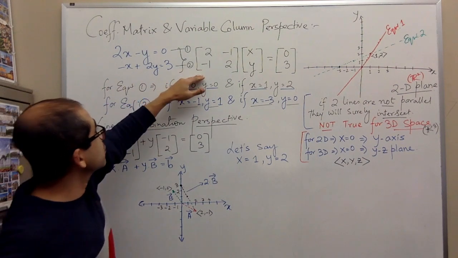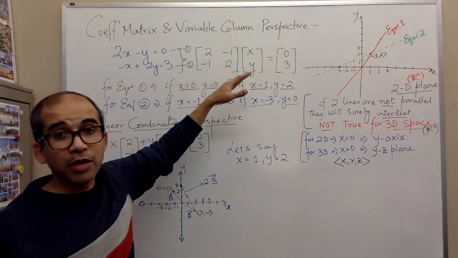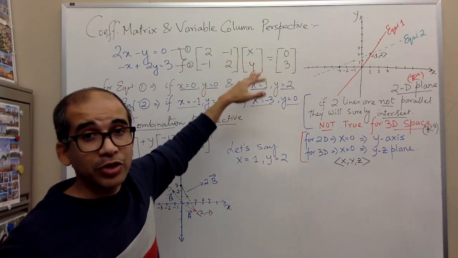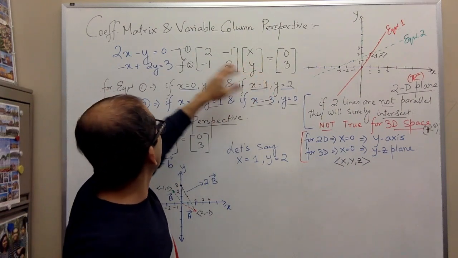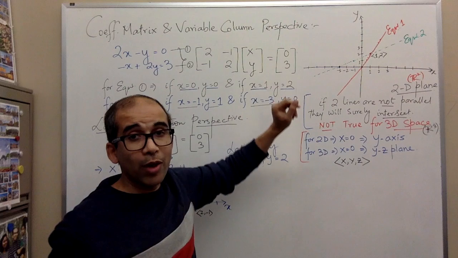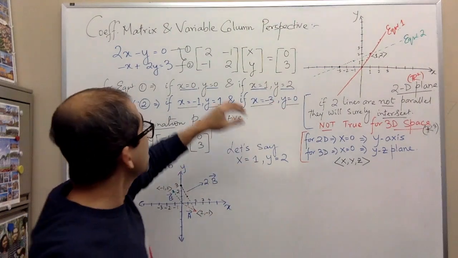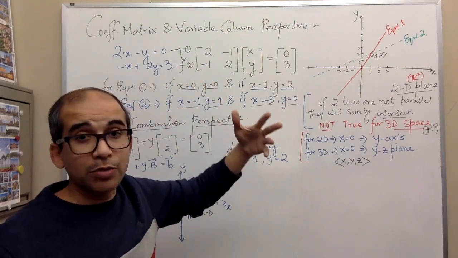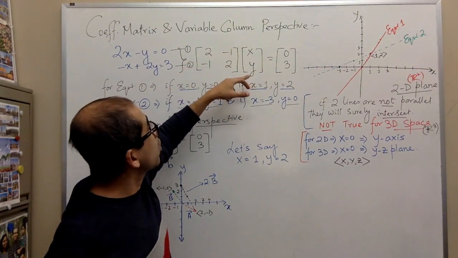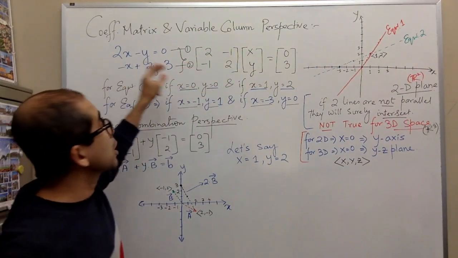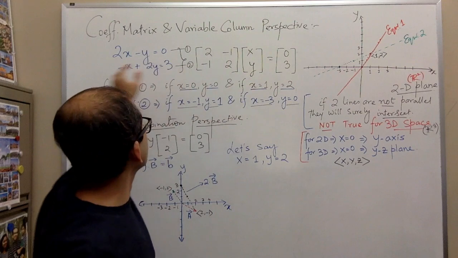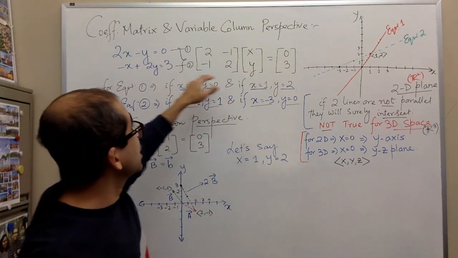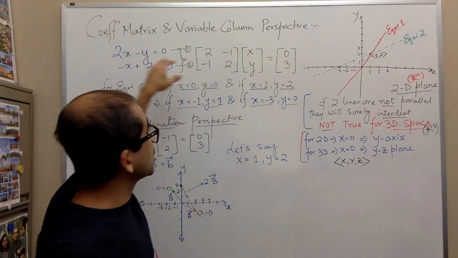In the first perspective, what do we do? We create the coefficient matrix and we have the variable matrix x and y, and then we equate with the two constants 0 and 3. We have already seen this thing. If you remember the matrix multiplication, when you multiply this row and this column, you get this equation, and similarly this row and this column you multiply, you get the second equation, and then you equate them with the constants, then you actually get the whole thing.